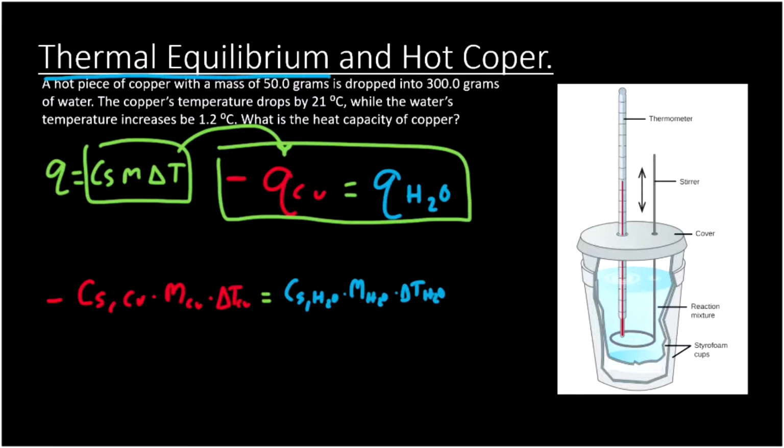Notice we have floating around our heat capacity for water and our heat capacity for copper. Here's the thing. I know the mass of copper. I know the change in temperature of copper. I know the heat capacity of water. I know the mass of water. And I know the change in temperature of water, which means I'm going to be able to solve for my Cs for copper, that heat capacity of copper, that whole goal. So this came from thinking carefully about how the heat lost by copper is the heat gained by water. Okay, let's finish out this calculation.